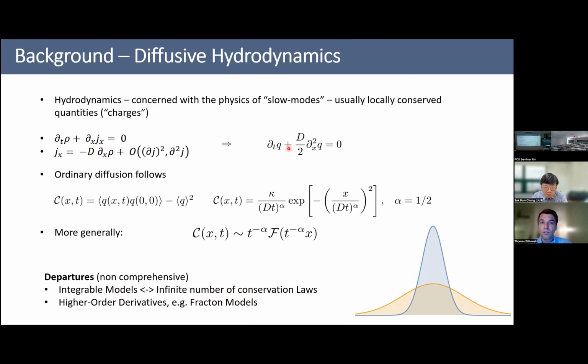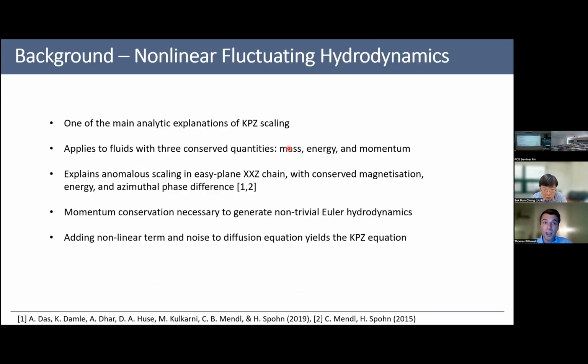I would say there are two theories that allow you to derive non-diffusive scaling in a somewhat rigorous way. There is nonlinear fluctuating hydrodynamics, which is a theory that applies to classical fluids or quantum systems that can be described in a fluid language that have exactly three conserved quantities: a mass, an energy, and a momentum term.